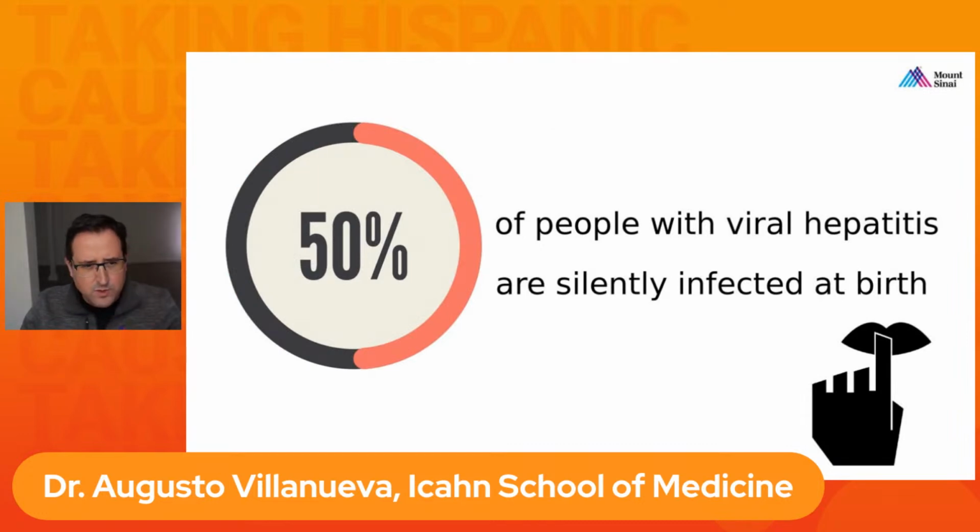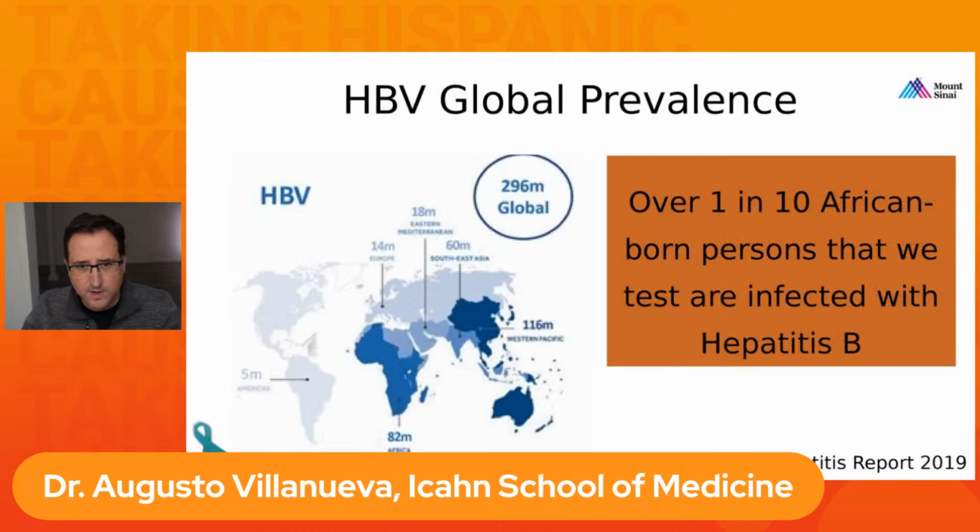I think one of the most important messages that I would like to deliver today is that at least half of the patients that have viral hepatitis were infected at birth. This happens mostly in certain areas of Africa and Asia, particularly sub-Saharan Africa. A lot of patients were infected at birth, and that poses significant challenges in terms of management.